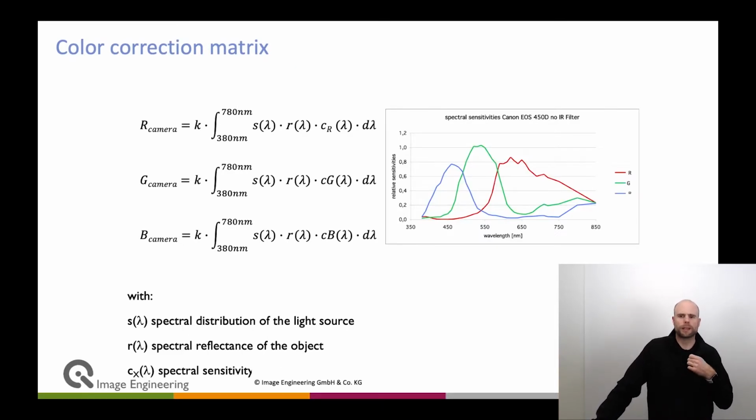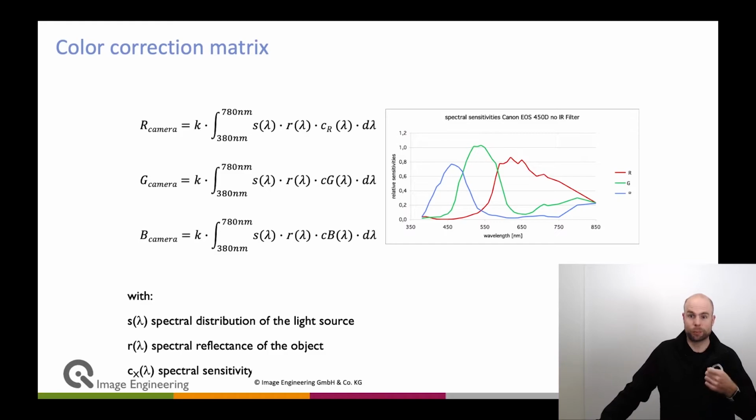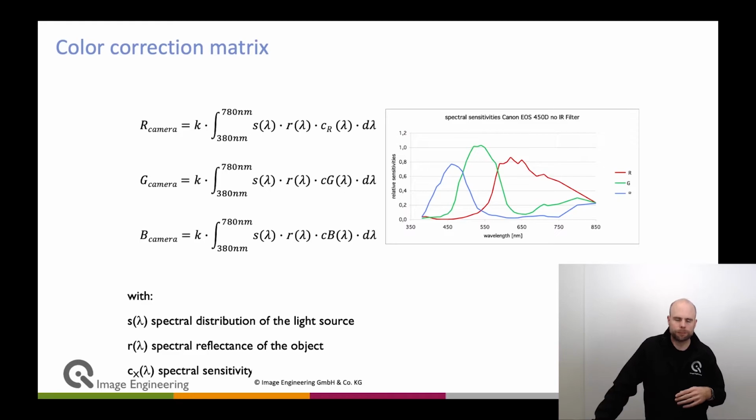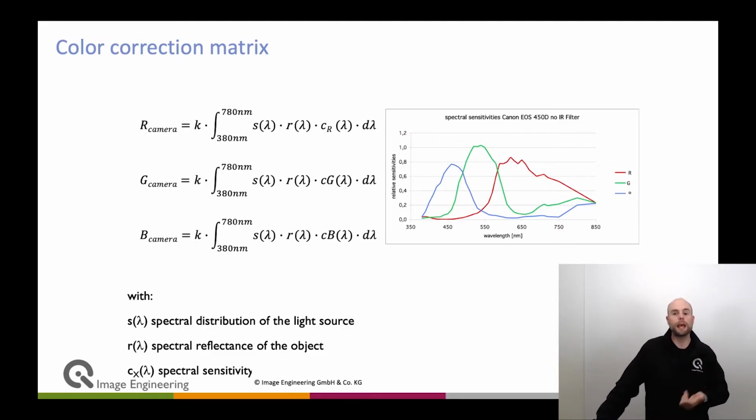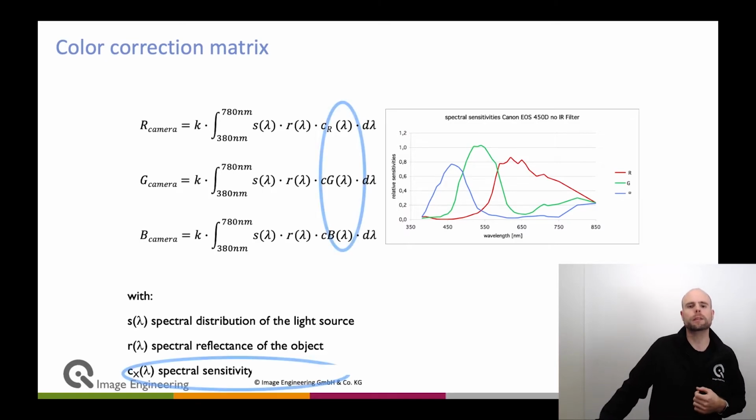So what does the camera do? Pretty much the same. To calculate the RGB value in the case of an RGB camera, you also integrate over lambda in the visible range, and you multiply the spectral distribution of the light source, the spectral reflectance of the object, and then the spectral sensitivity of the camera. That is basically what gives you the RGB values.